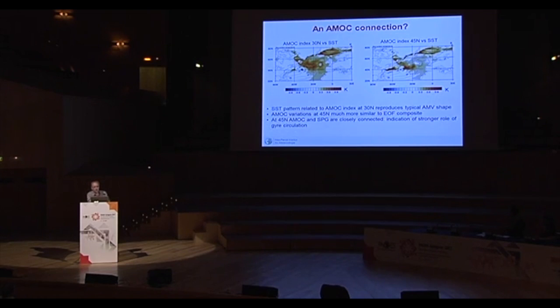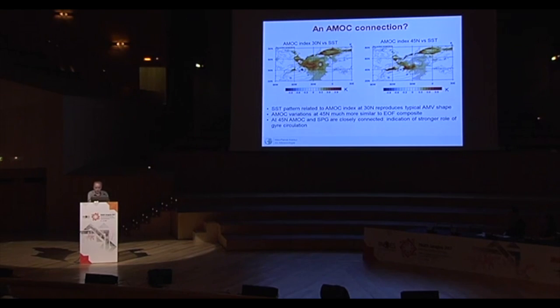So the AMOC connection: if we use the traditional 30 North AMOC index and just composite or regress SST, we actually do get in the model the familiar AMV pattern here to the left, with relatively strong warming in the subpolar North Atlantic and then this comma-shaped part in the eastern part of the Atlantic.